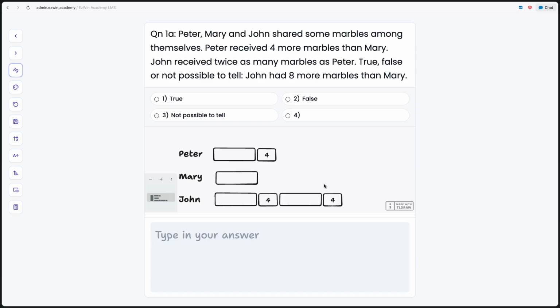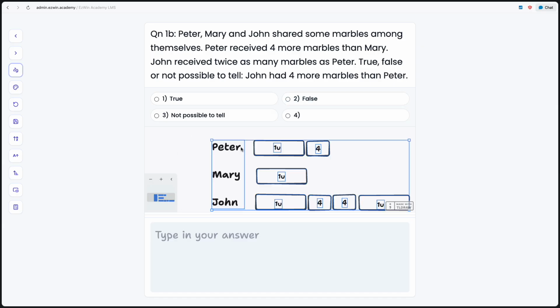The answer is false. John received twice as many as Peter, but at the same time, he has 2 more units as well. Imagine this is 1 unit, so 1 unit over here, 1 unit over here, and then 1 unit. That's what we see over here. So 8 plus 1 unit. The answer to this question is false. There you go. Let's move on to the next statement.